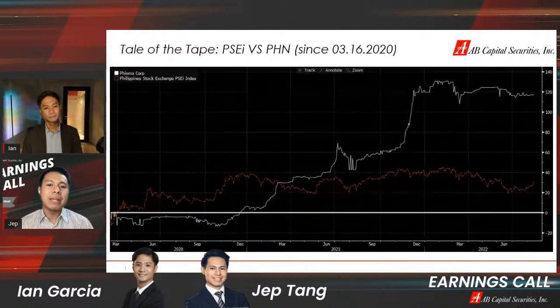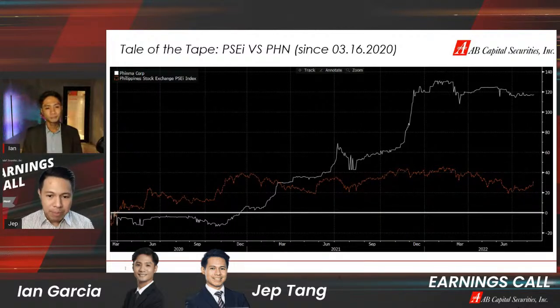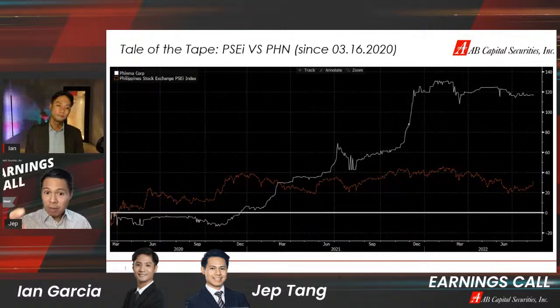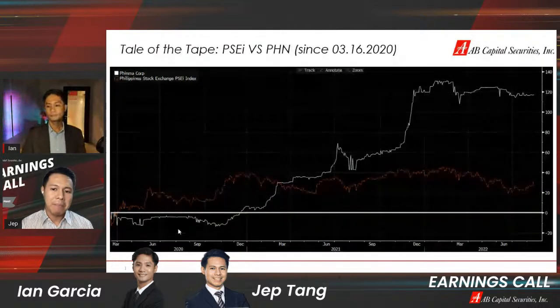This little company, this under-the-radar company, has actually outperformed, especially since the fourth quarter of 2021. Maybe you're wondering what led to that sharp rise, as you can see on that graph over there. I hope we can learn more about it later, especially for those who are going to hear from PHINMA for the very first time.